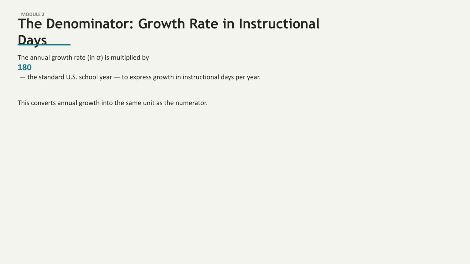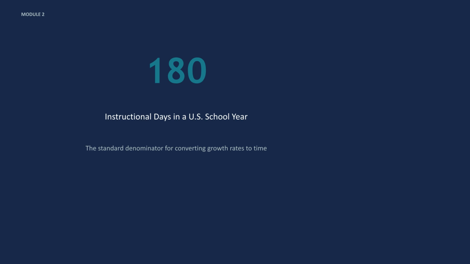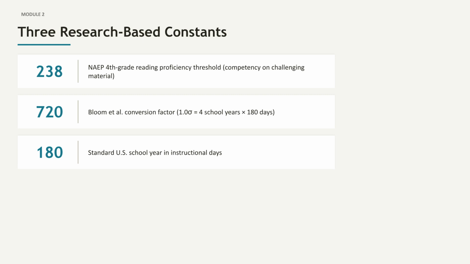The denominator converts the annual growth rate, measured in standard deviations, into instructional days per year by multiplying it by the standard U.S. school year of 180 days. The constant 180 is the standard denominator used to convert growth rates into time, representing the instructional days in a U.S. school year. The formula relies on three research-based constants: 238 for NAEP fourth grade reading proficiency, 720 as the Bloom conversion factor, and 180 for the standard school year in instructional days.